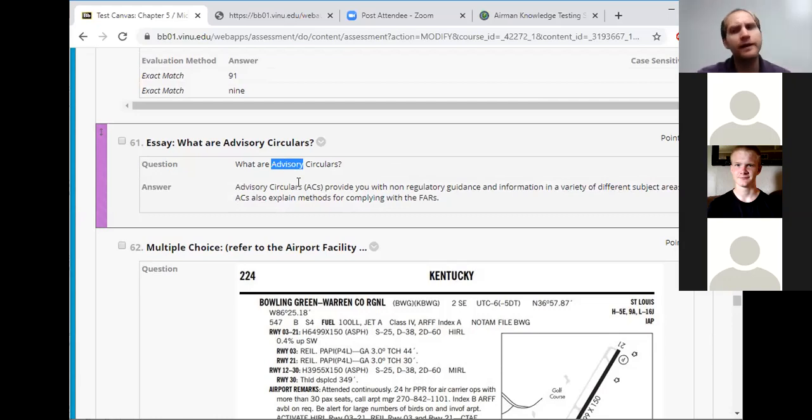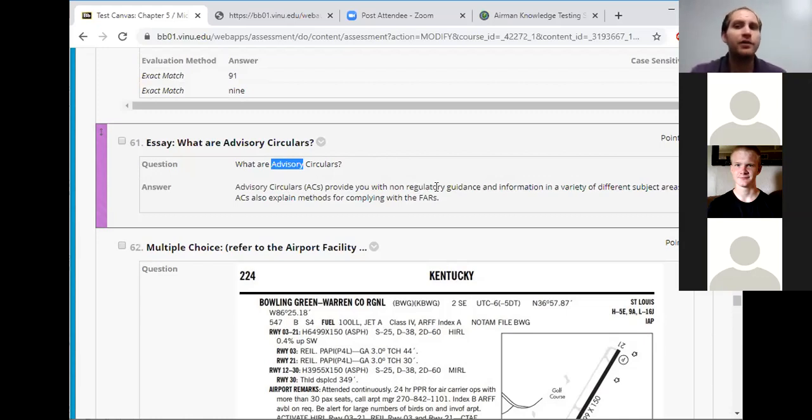I have a lot of students confusing NOTAM with advisory circular. So a NOTAM is more specific for a general airport, a general area. Like a NOTAM could be talking about runway closures. A NOTAM could be talking about taxiway outages. Whereas advisory circular is more giving you non-regulatory information.